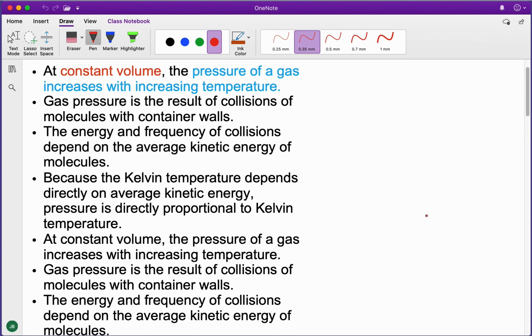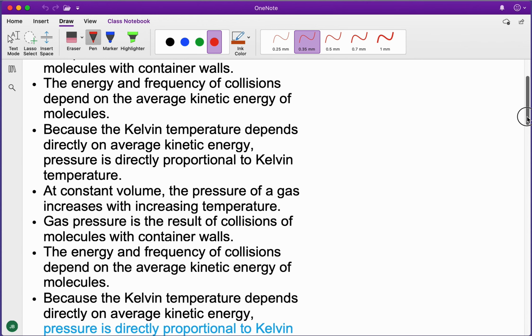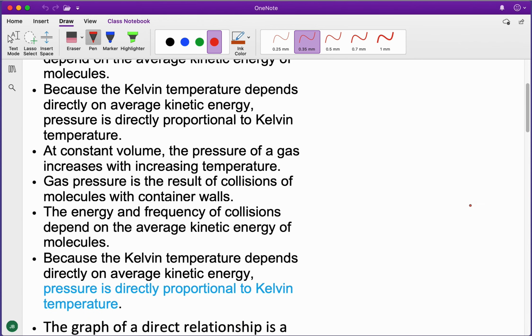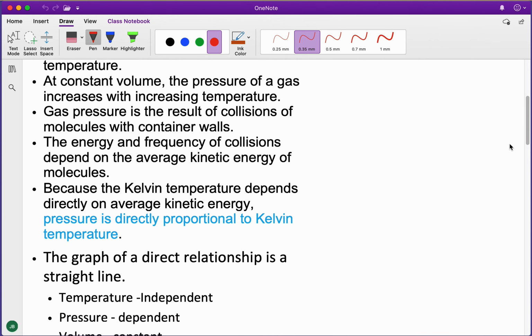All right, so gas pressure is the result of collisions of molecules with the container walls. The energy and frequency of collisions depends on the average kinetic energy of the molecules. And don't forget, average kinetic energy, that is the definition of temperature. Because the Kelvin temperature depends directly on average kinetic energy, pressure is directly proportional to Kelvin temperature. So at a constant volume, the pressure of a gas increases with increasing temperature.